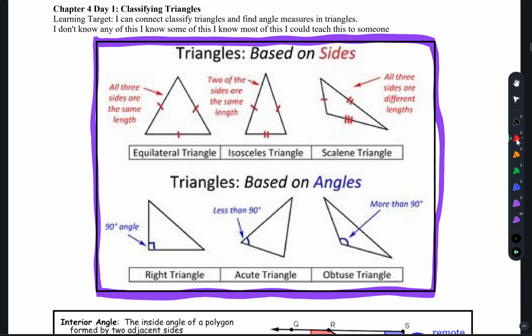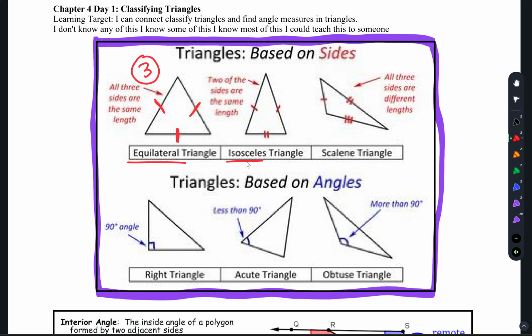Our classification's based on sides. This first one should look familiar to us. It is equilateral. So a triangle is an equilateral triangle if all three sides are congruent. So we see those congruent tick marks. 3 congruent sides is equilateral.